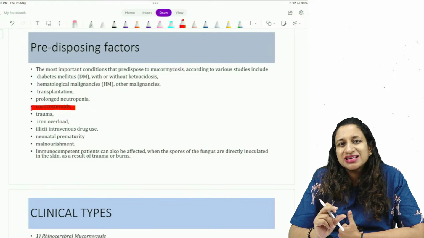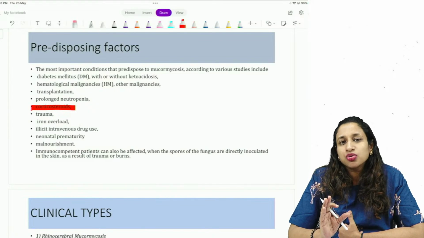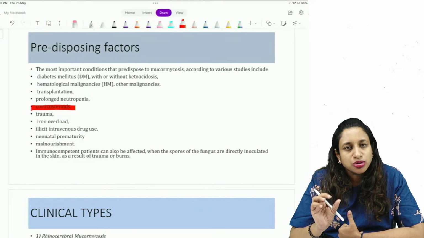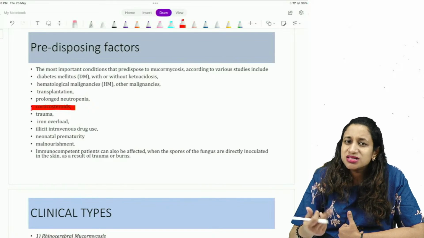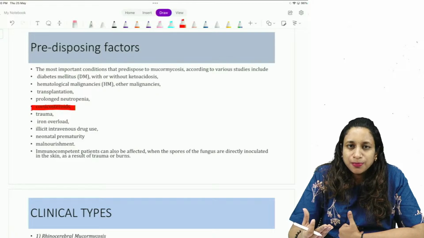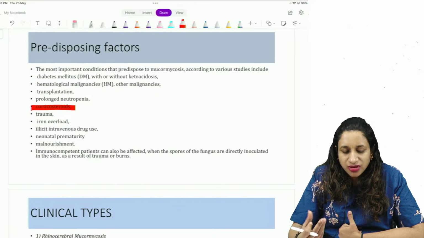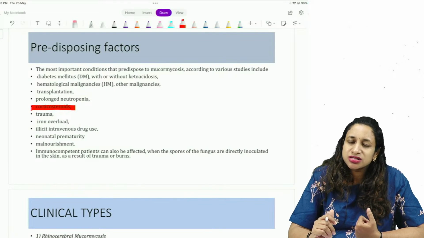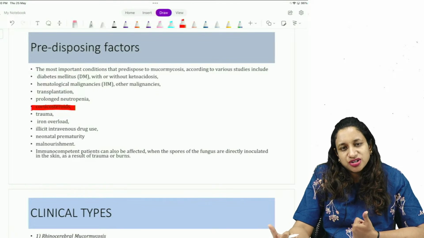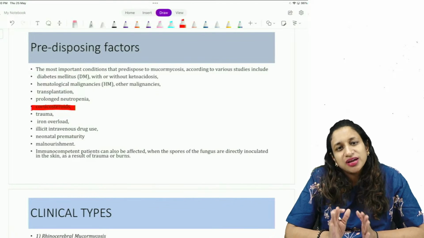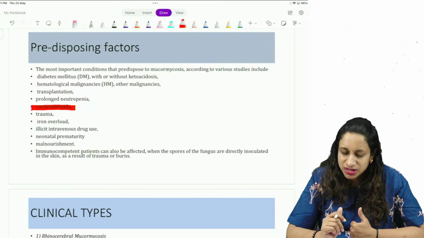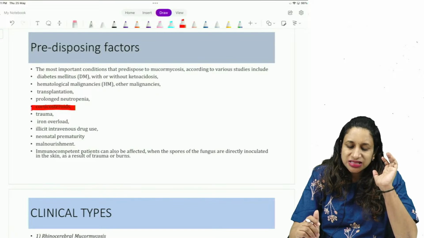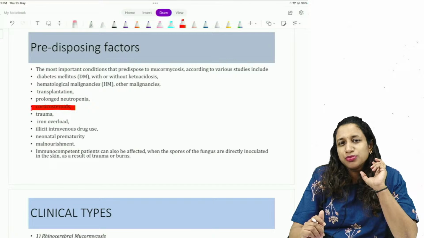You have what is known as iron overload. One of the things to keep in mind is that iron overload is also attributed to an increase in the cases. This could also mean that chelating therapy or iron infusion is given, all of which increases the risk. IV drug users, again there is a risk of the spores being introduced. Malnourishment, especially when we are talking about GI related mucormycosis, is another important thing to keep in mind. Now, immunocompetent patients are the ones where you talk about cutaneous mucormycosis most commonly.